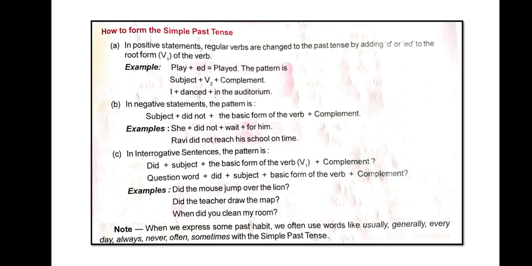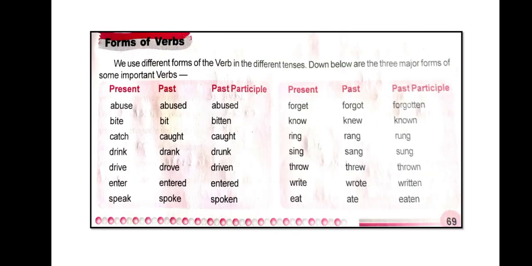Here we have a note: when we express some past habit, we often use words like usually, generally, every day, always, never, often, sometimes with the simple past tense. So you have to keep this in mind. Now we have the forms of verbs. Here we have some verbs in the present, past and past participle, and how we are using them.